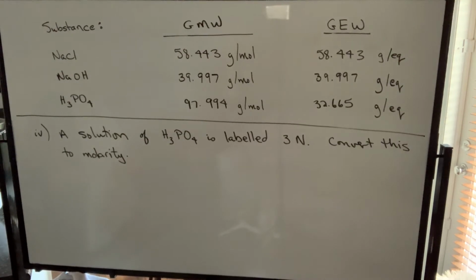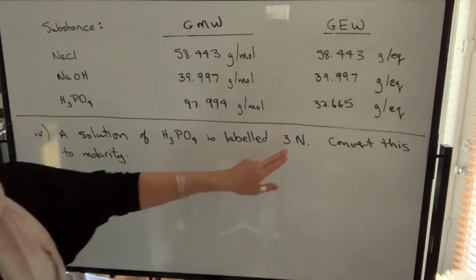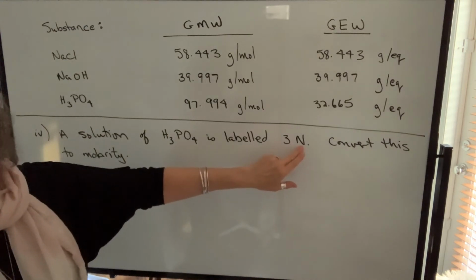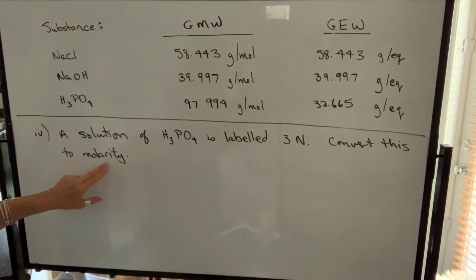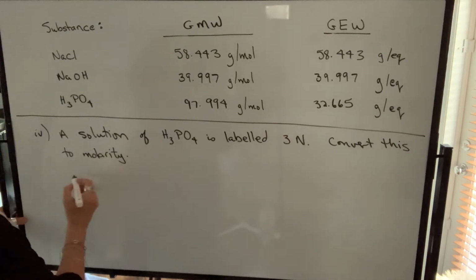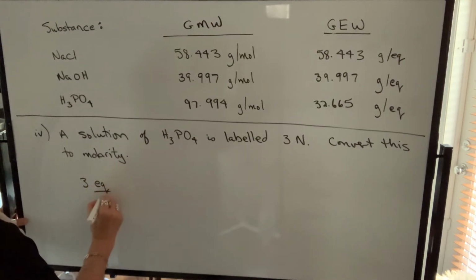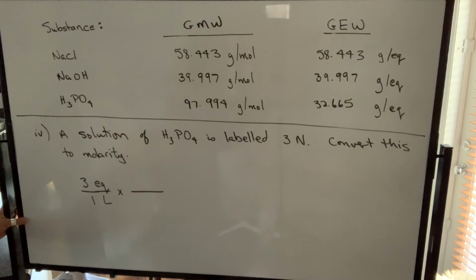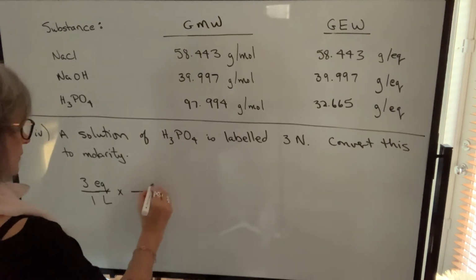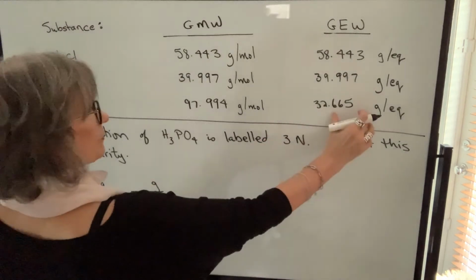Our next example gives us a solution of phosphoric acid with a concentration of 3 capital N, which is equivalents per liter. Convert this to molarity, which is moles per liter. So in order to do that, let's write 3 capital N as 3 equivalents per liter. So 3 equivalents per 1 liter. Let's go to grams per liter next. So we're going to change from equivalents to grams. This is what we're going to use.